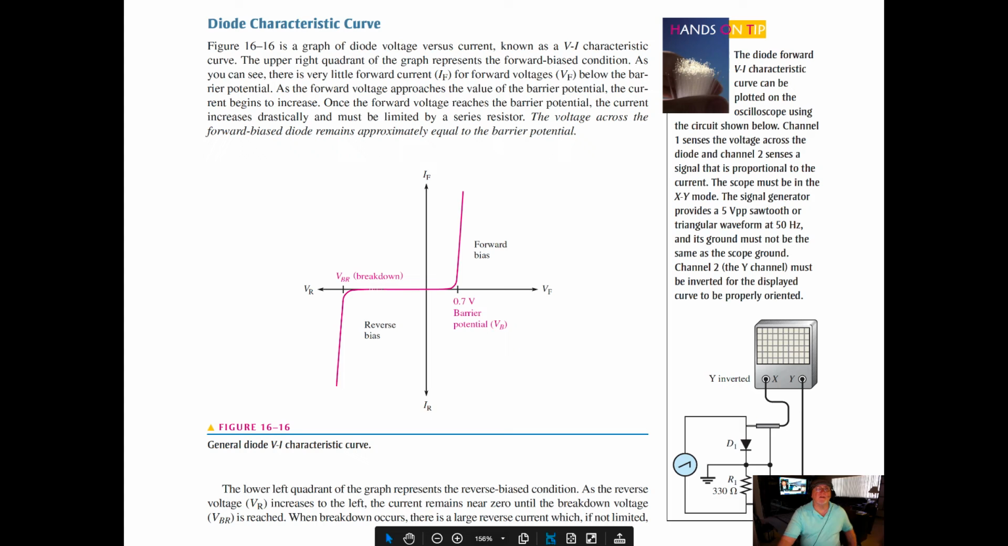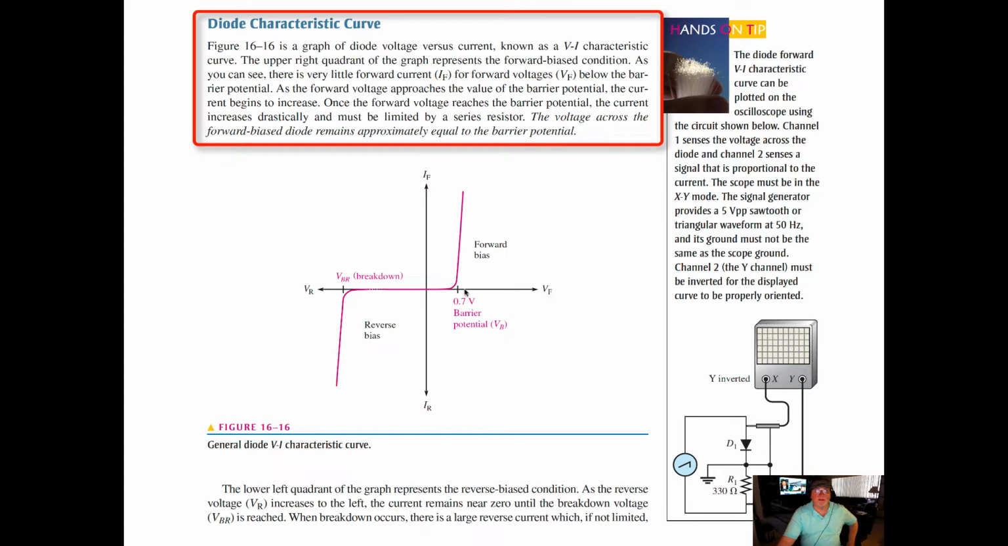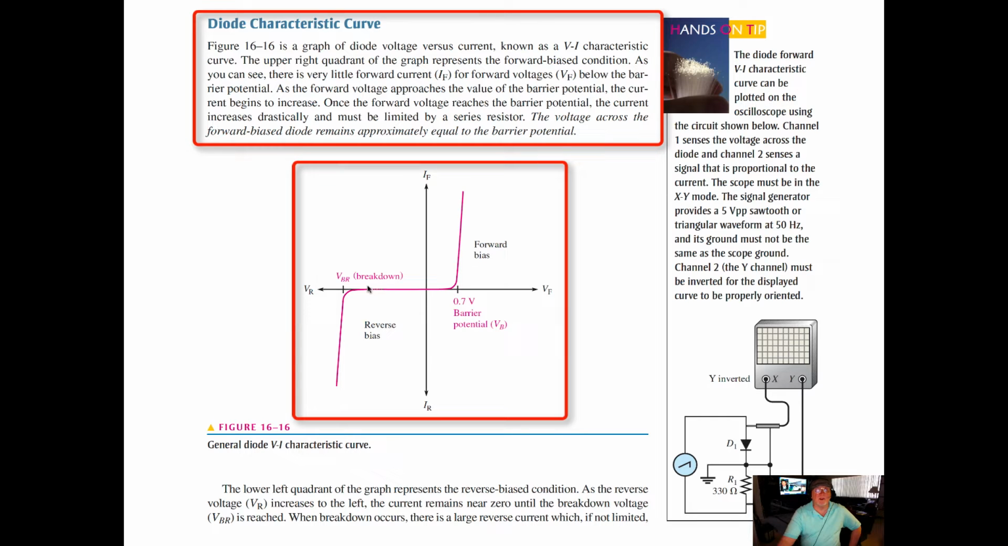If we take a look here at the diode characteristic curve, this is something that you need to ingrain in your mind whenever you see or think about a diode, because it is the characteristic. On the right half of the graph, we have I forward, I reverse, V forward, V reverse, where we have the forward bias. This right down here is what's called the knee of the curve, and what happens here is that as the bias voltage is increased until it reaches 0.7 of a volt, it spikes up and the current begins to flow. So the upper right quadrant of the graph represents the forward bias condition.